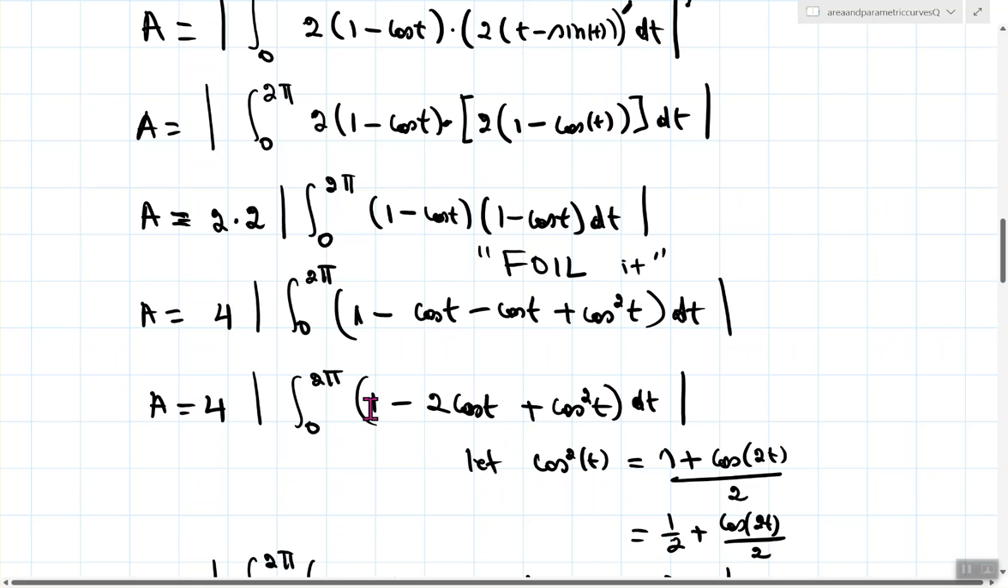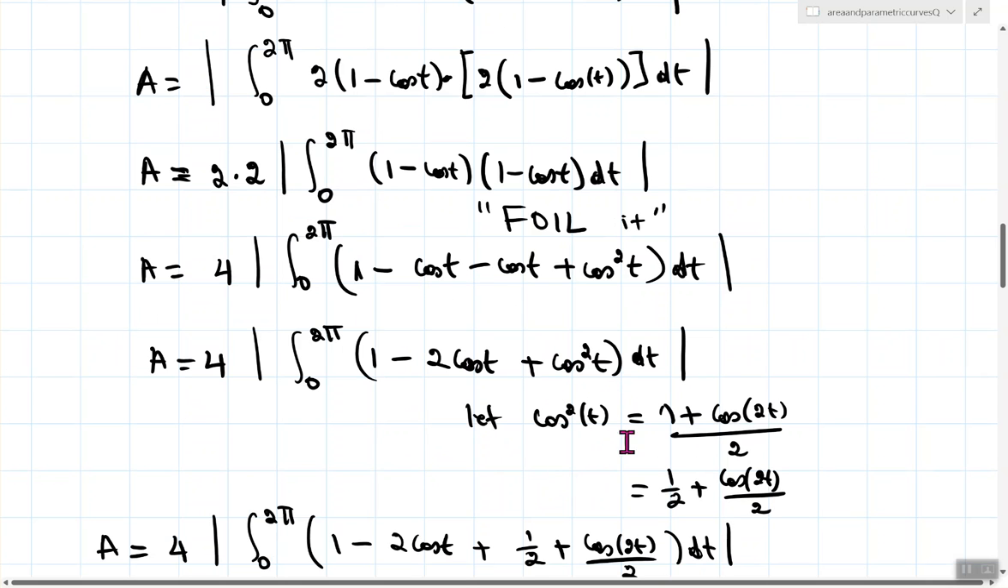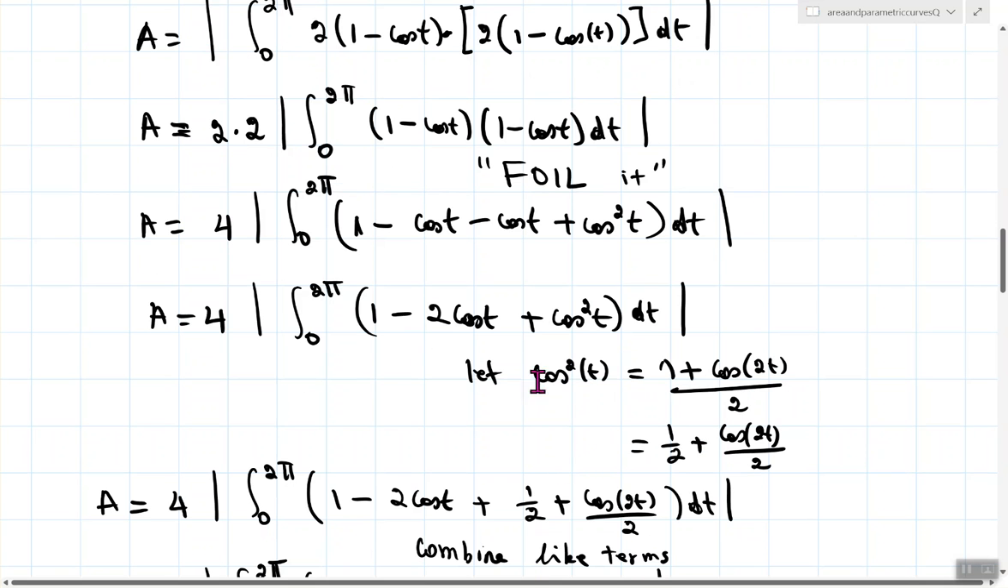But we can integrate 1, we can integrate 2 cosine t, but we cannot integrate cosine squared t yet until we change it to 1 plus cosine of 2t over 2, using what we call the double angle formula or double angle identity. So we're going to replace cosine squared t by 1 plus cosine of 2t over 2.